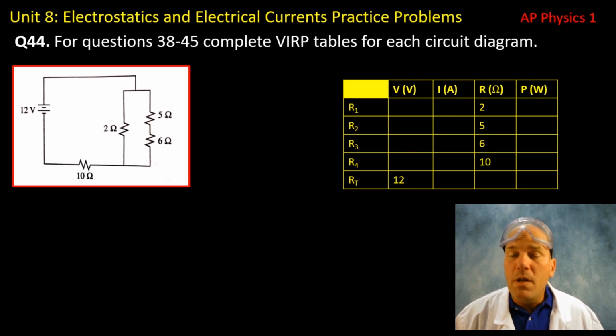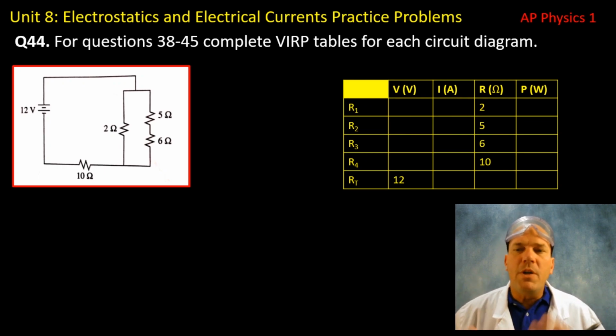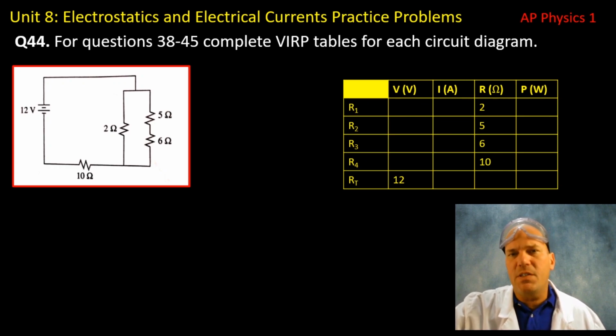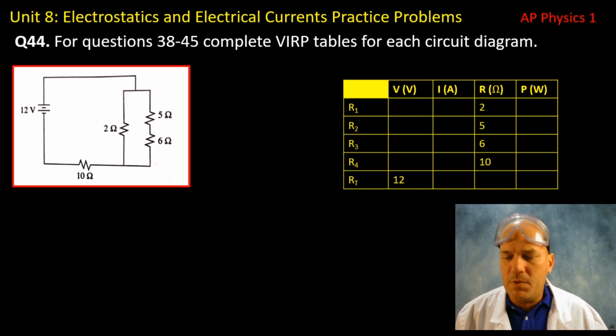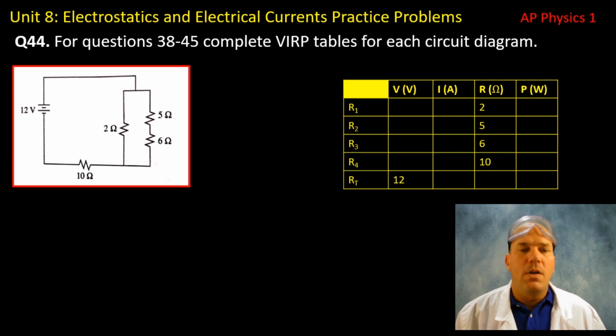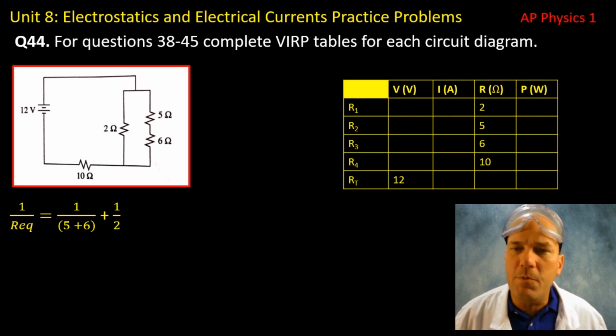What do we know? Well, we know the potential difference for the entire circuit is 12 volts. We also know the resistance for the resistors 1 through 4 to be 2, 5, 6, and 10 ohms respectively. So next, we're going to go ahead and calculate the overall equivalent resistance.